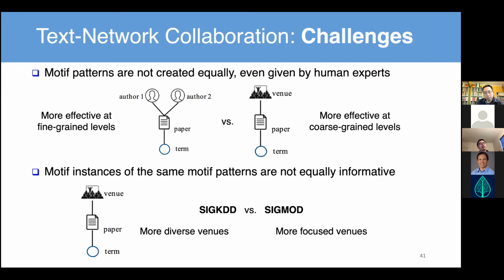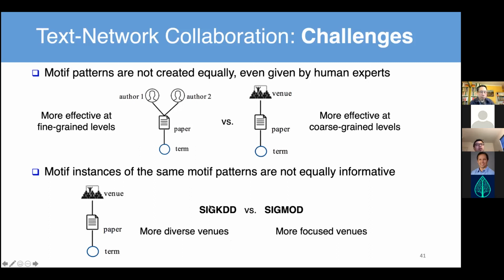But not all the metadata will be helpful for your representation learning, right? If you look at these two cases, first, motif patterns are not created equal. Even though we believe venue and author pairs will be effective to figure out these topics, they are effective at different granularity. The author pair is supposed to be more effective at the fine-grained level. The venue will be more useful when you are just deciding computer vision versus data mining, but it will not be that useful when you're looking at sentiment analysis versus entity recognition, right? They are already NLP topics. All NLP venues will have this information.